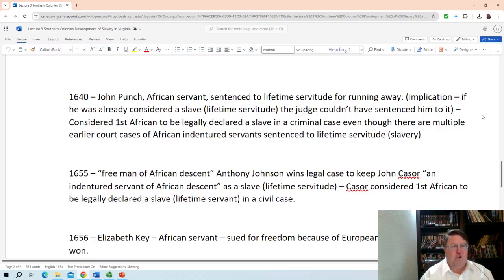And so for historians, this is an example of the first or the beginning of this idea that if an African individual or a black individual commits a crime, he can be sentenced to lifetime servitude.